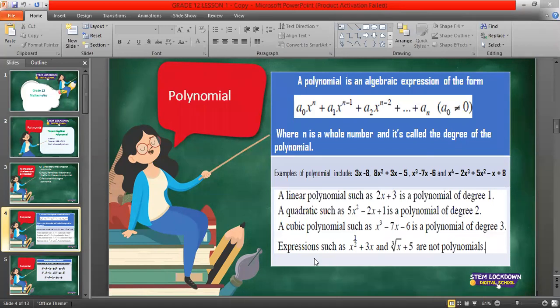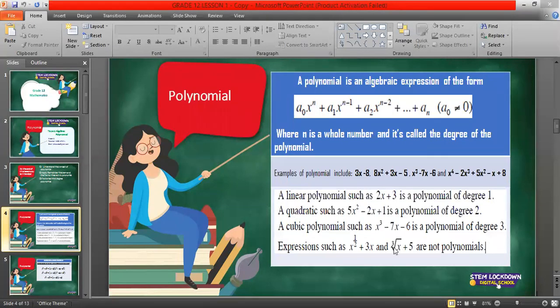Expressions such as x to the power half plus 3x, this kind of expression, we do come across them in our algebra questions. They are not polynomials. Why are they not polynomials? Because the power is not a whole number. The value of n is not a whole number. So these kinds of expressions are not polynomials.